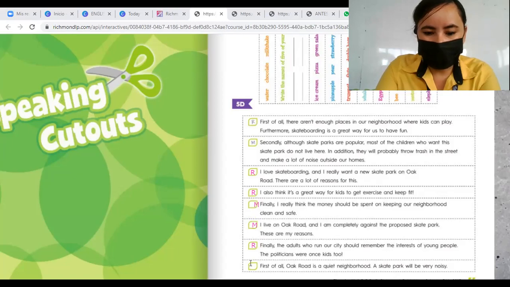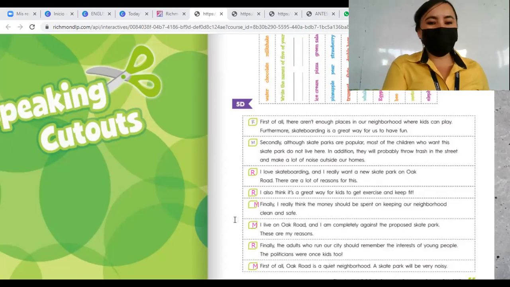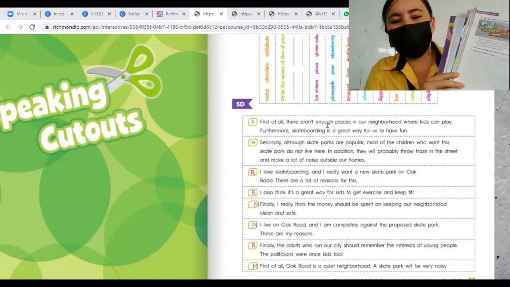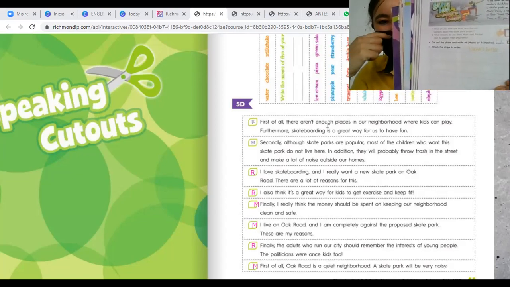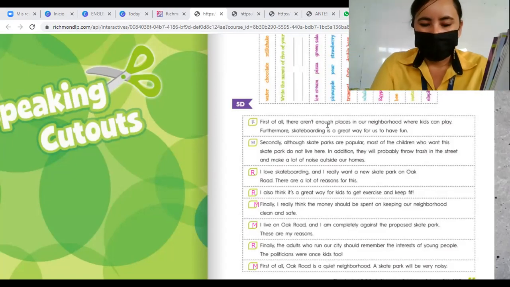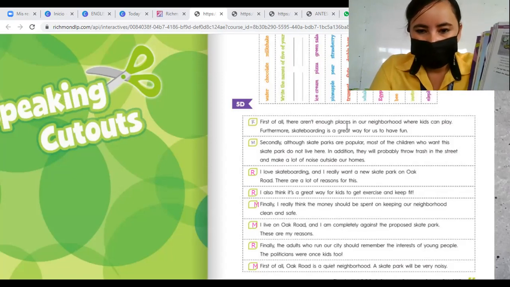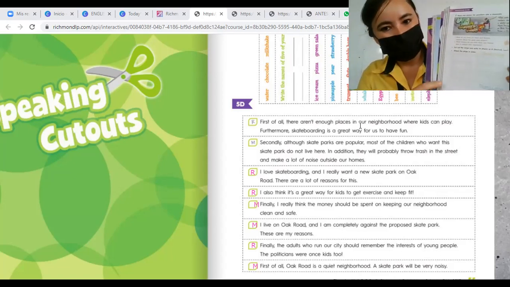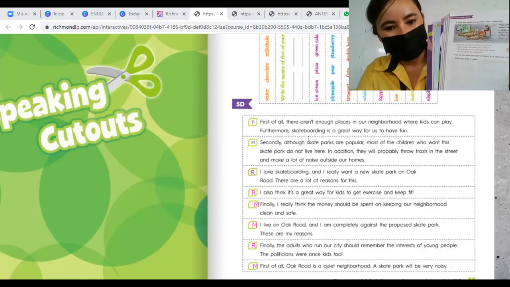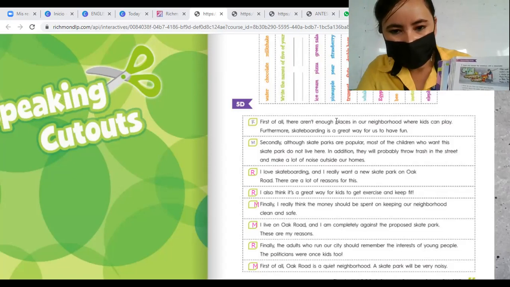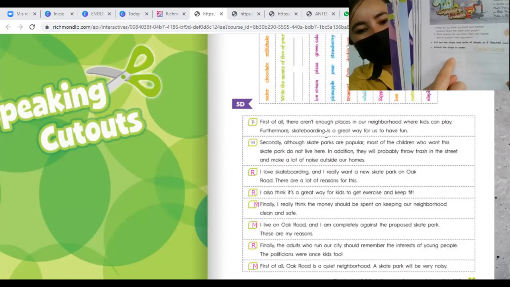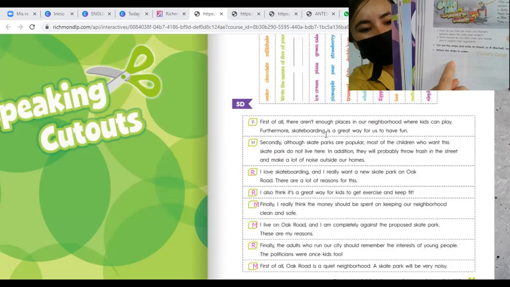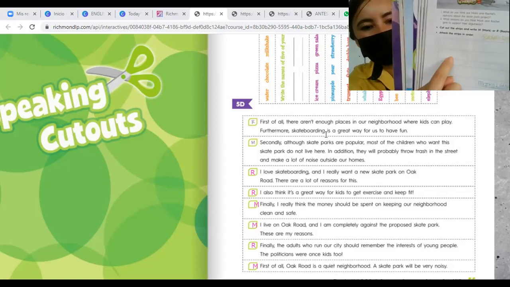Well, I'm writing the letters that correspond to each one. Okay. What is the number one for Rachel? What is the second one? What do you think is the second you need to include here? What is the second for Rachel's letter? First of all, there aren't enough places in our neighborhood where kids can play. Furthermore, skateboarding is a great way for us to have fun. Okay, Maria Jose, this one is the first. You have to glue this one in the first space we have here, right? What is the second that we need on this space?